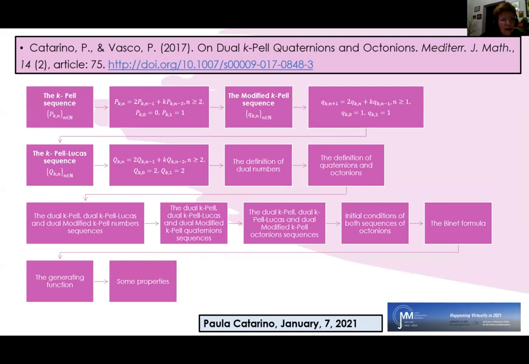So we start with the kappa-Pell sequence, the modified kappa-Pell sequence, and the kappa-Pell-Lucas sequence, and we use the definition of dual numbers and also the definition of quaternions and octonions. We joined all together and constructed a new sequence of quaternions, and we call this sequence dual kappa-Pell. We have three kinds of sequence here: dual kappa-Pell, dual kappa-Pell-Lucas, and dual modified kappa-Pell numbers, sequences of quaternions and octonions.